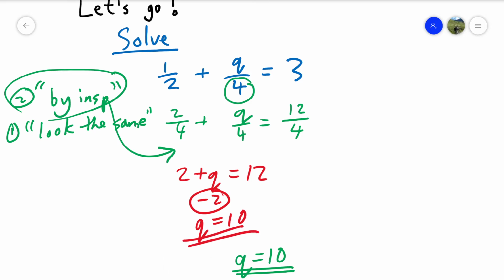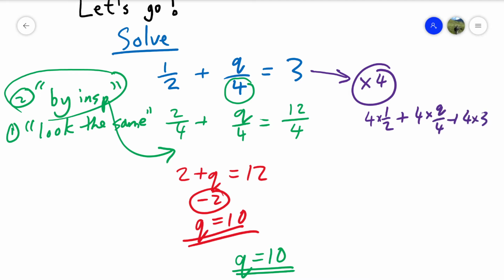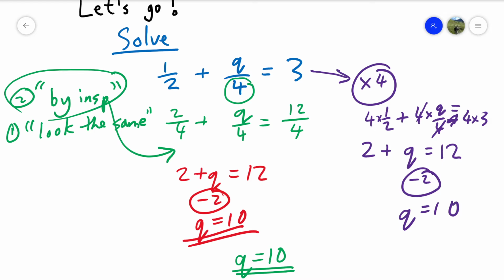A more traditional way, which is maybe the better way, would be to times everything by 4. So you've got 4 times a half plus 4 times q over 4 equals 4 times 3. 4 times a half ends up cancelling to 2. The 4s just cancel, that makes q. 4 times 3 is 12. Minus 2 from both sides, q equals 10. There we go.